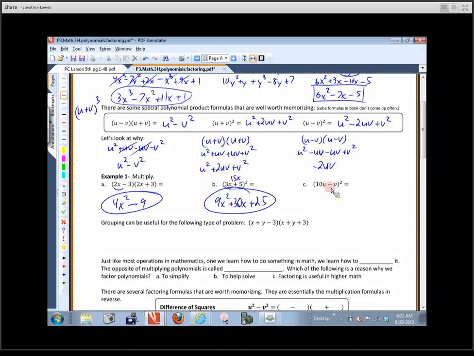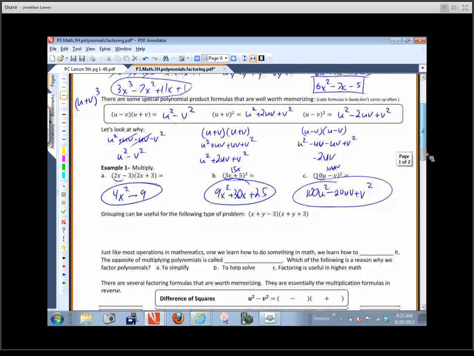And again, if it's plus, they're all positive. If it's minus, the middle term is going to be negative. That's the only difference. So we're going to square that. It's going to start with a perfect square of 10u, so that's going to be 100u squared. It's going to end with a perfect square of v, so that's going to be v squared. And then I multiply the two of those together. That's going to be 10uv. So what's that middle term? 20uv. And the sign is? Sign's negative. Okay?